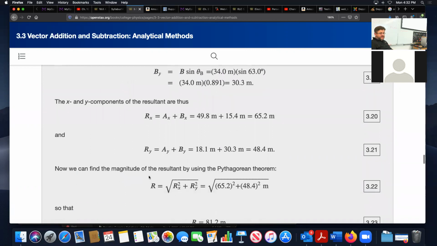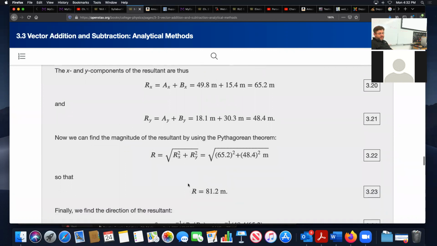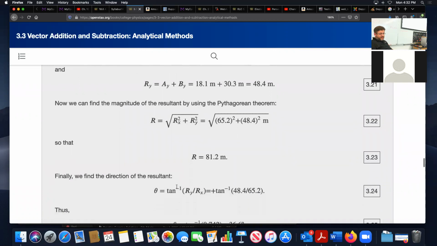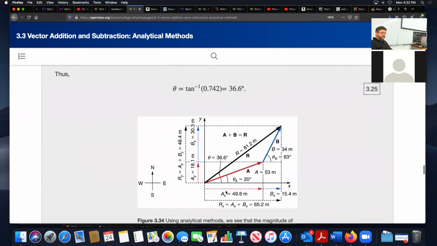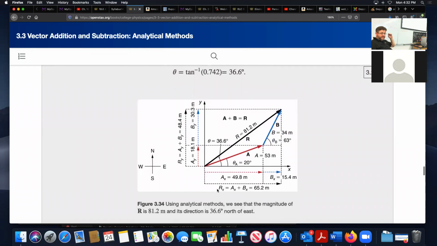Then the total length of the answer is by the Pythagorean theorem: Rx squared plus Ry squared, square root, which is 81.2 meters. The angle is Ry over Rx, take the inverse tangent. That gives you an angle of 36.6 degrees.